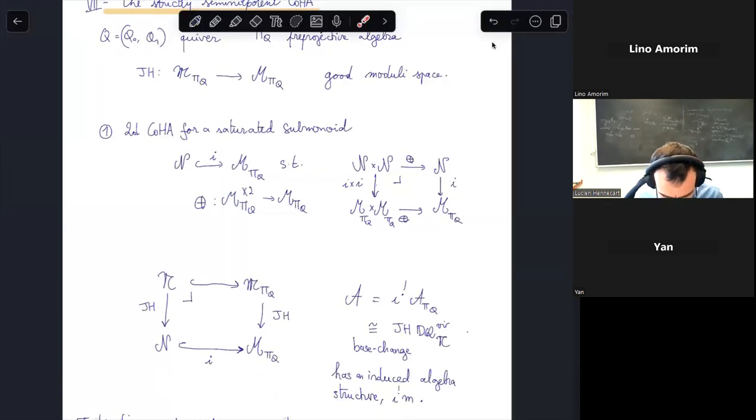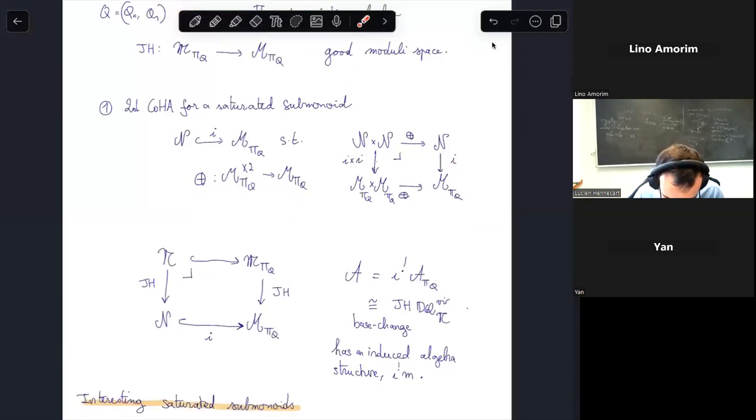And if you have a submonoid like this, so this thing is a scheme with finite type connected components and possibly infinitely many connected components inside the good moduli space for the preprojective algebra, then you say it's a saturated submonoid if the square you can build using direct sum for n and direct sum for m pi q is Cartesian. You want this square to be a pullback. So it's quite a strong condition on the submonoid.